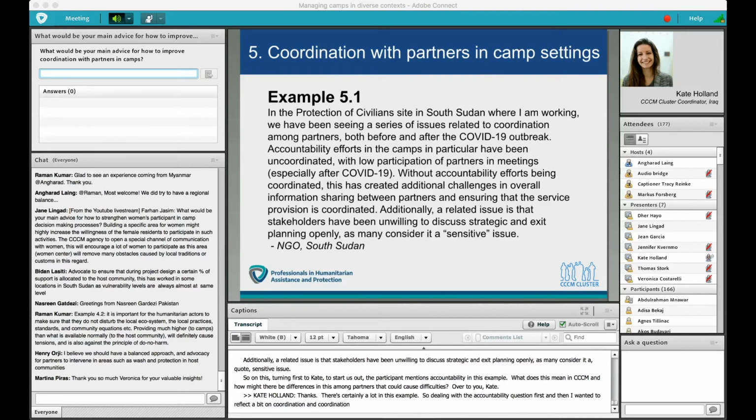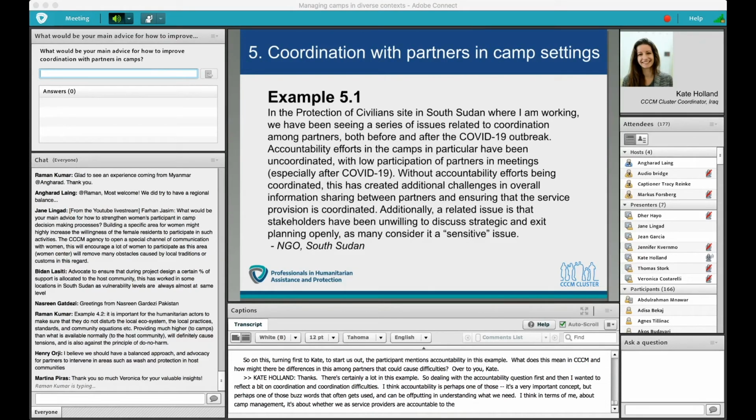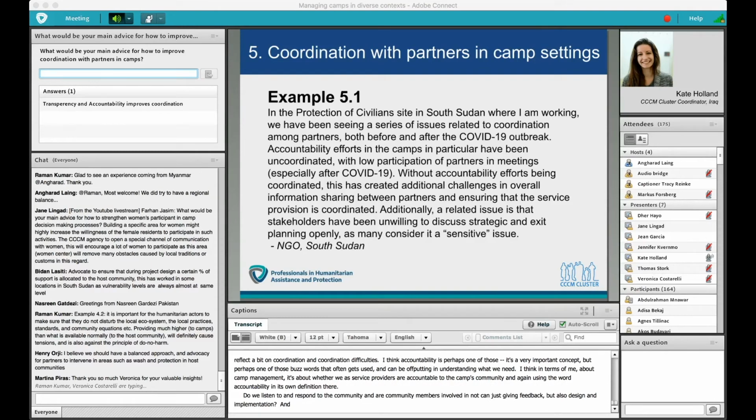I think accountability is a very important concept, but perhaps one of those buzzwords that often gets used and can be quite off-putting, as you say, in understanding what we actually mean. For me, in terms of camp management, it's about whether we as service providers are accountable to the camp community. Do we listen to and respond to the community, and are community members involved not just in giving feedback, but also in design and implementation?